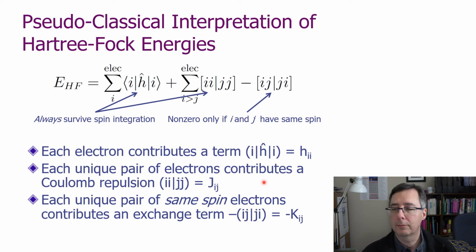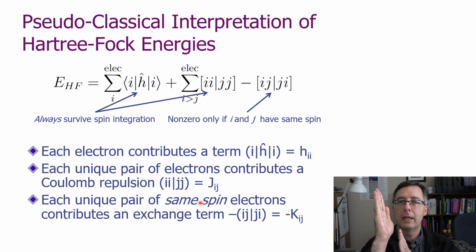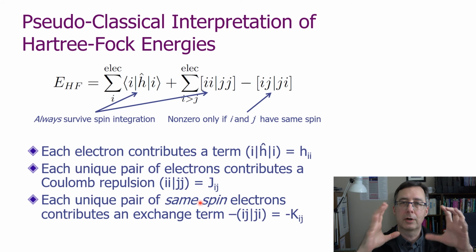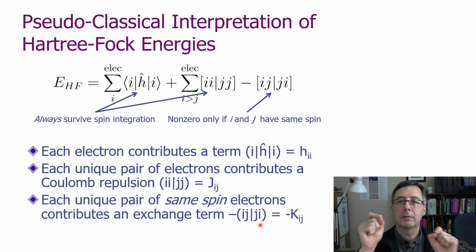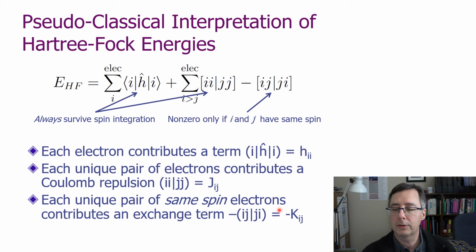Because the spin parts already went to either ones or zeros, if I have the same spin in i and j, then it survives, the spin part is 1, and I just get the spatial integral. And if the spin parts were different, then that went to 0 and I'm not even going to count it. So for this term, I'm only going to count unique pairs of electrons that also have the same spin. Each one of those gives me a term minus K_ij. And these three rules are very easy to memorize. Go ahead and memorize those. I can write this down really, really fast for any atom or molecule, as long as there aren't too many electrons. Otherwise, it would get tedious.